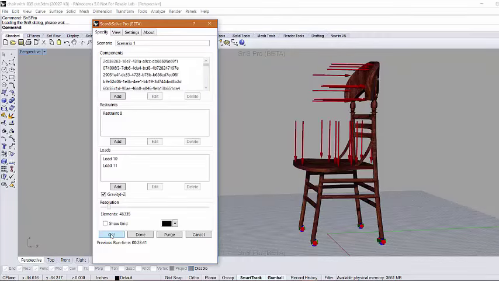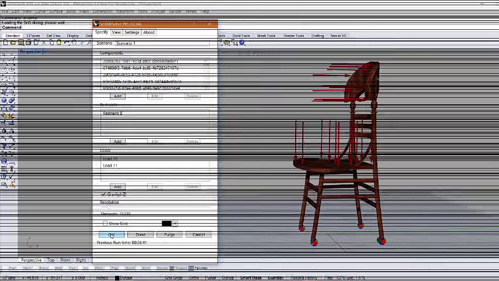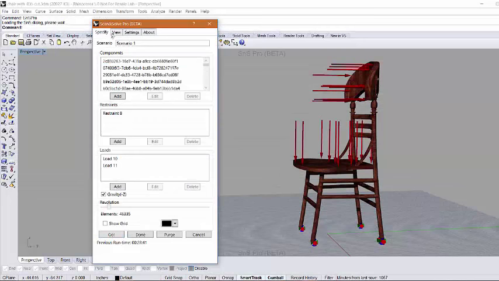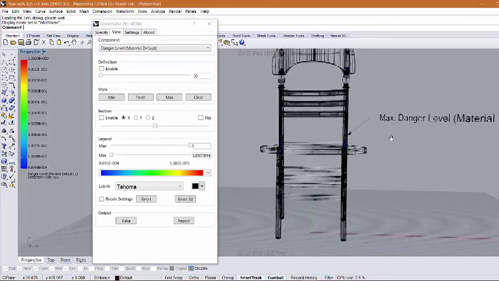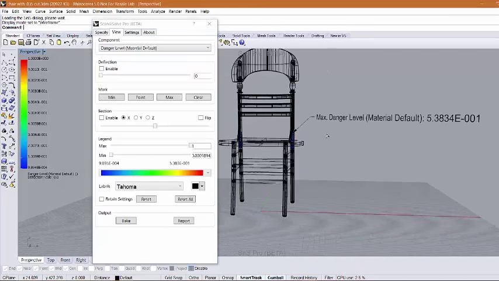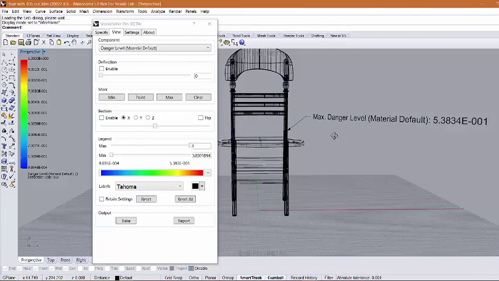The simulation is ready to run. The simulation is complete and ready to be analyzed. Let's view the danger level to see if the steel will fail. The maximum danger level in the steel is about half of the yielding strength. The determined factor of safety necessary would be a danger level of 0.8. This is well within our range, so we can conclude that this option is safe to provide the necessary stability of the chair.